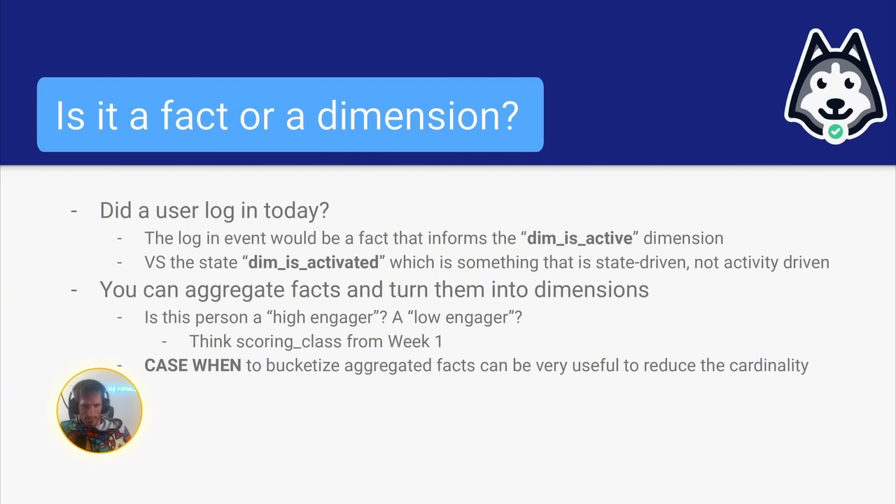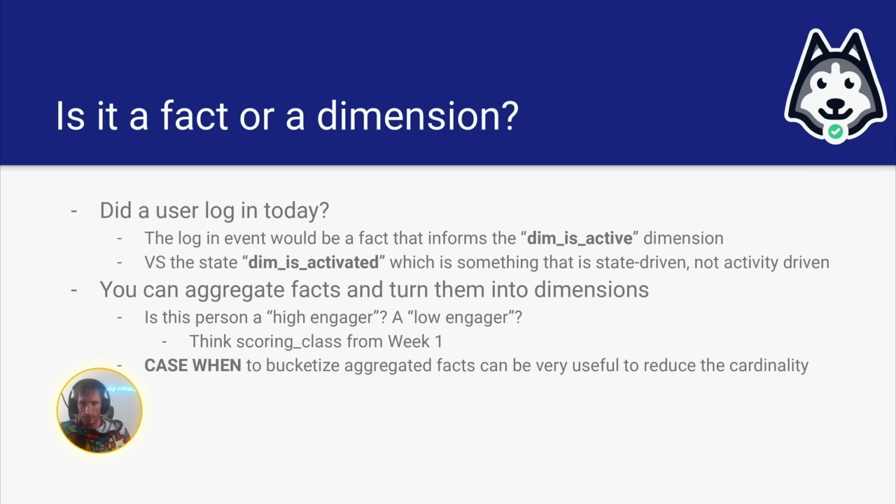Is it a fact? Is it a dimension? How do we know? What is the way to really differentiate these things? One of the things that came up a lot at Facebook, with definitions that sound so similar, really illustrates the difference here. When I worked in growth at Facebook, there were 2 concepts: dim is active and dim is activated. These are 2 different dimensions that are on a user object.